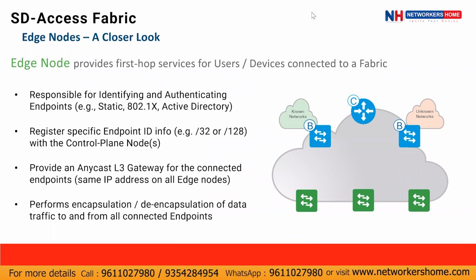Edge nodes are where the endpoints connect. These are the edge nodes denoted by an E, E for edge. It's responsible for identifying and authenticating the endpoints. Now, whatever the method is, either it is .1x or Active Directory or just static, like the local credentials, no one would use this, obviously, spending so much on a network and then not having Active Directory or a AAA server. It wouldn't make sense.